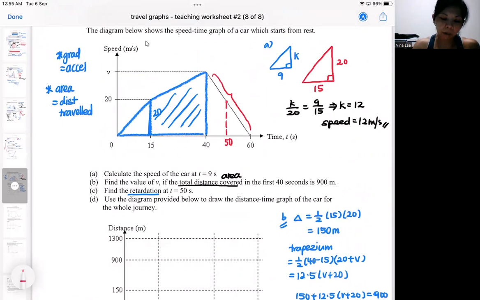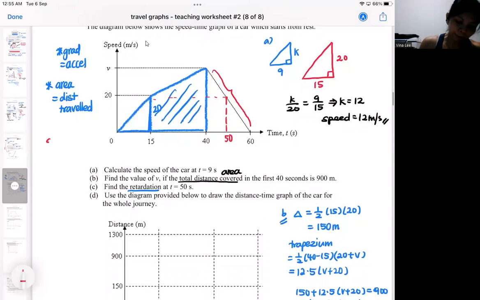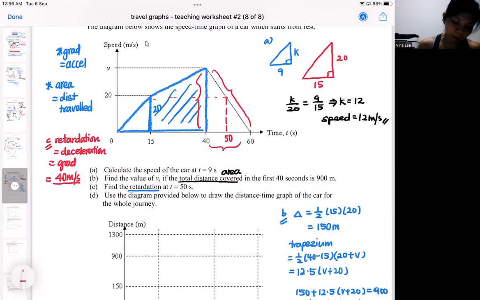So some of you may be thinking, oh, I must find the speed here, then I can find the gradient. No need. You can just find the whole gradient. So the retardation will be the deceleration. It's the same idea as deceleration, how fast you are slowing down. So which is actually the gradient. So you can take the vertical. The vertical will be the v that you have found out just now. And then the horizontal will be the 20. So it's 2 meters per second square.